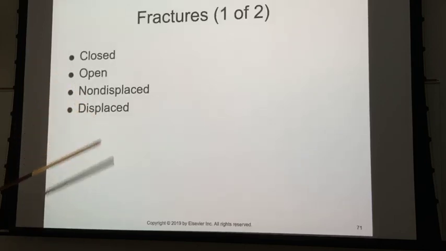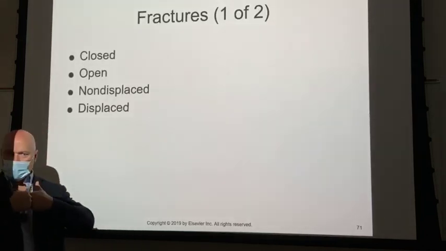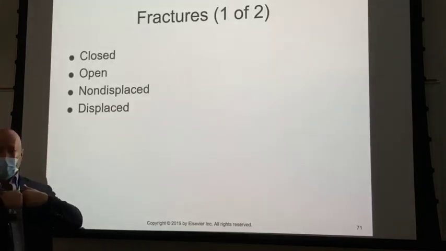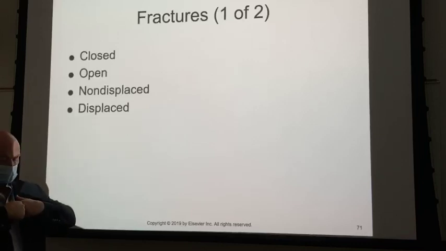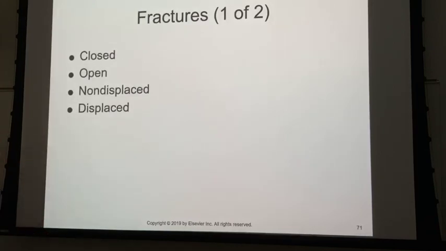We've got closed, open, non-displaced, and displaced fractures. A closed fracture is where the bone is not protruding through the skin, as opposed to an open fracture, where it is. A non-displaced fracture is where the fracture lines line up, so the pieces are still in alignment with each other. A simple fracture where the bone is just cracked all the way through, but you don't have any kind of displacement or separation between the bone, is non-displaced. And displaced would be the exact opposite of that. You've got some separation in the bones.